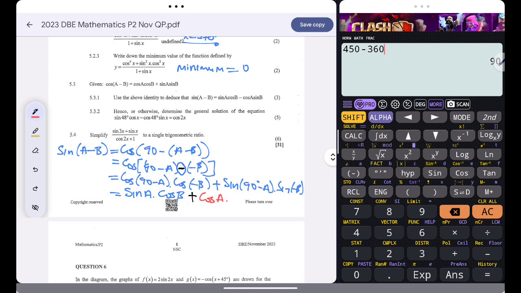I'll have cos A multiplied by a negative sine beta. Why is it negative? Because negative beta is in the fourth quadrant and only cos is positive there. So now I have sine A multiplied by cos beta minus, because of this guy here, cos A sine beta. So that means this guy, sine of A minus beta, should be equal to that.